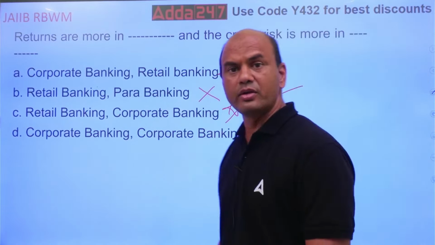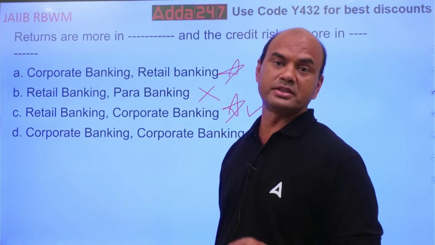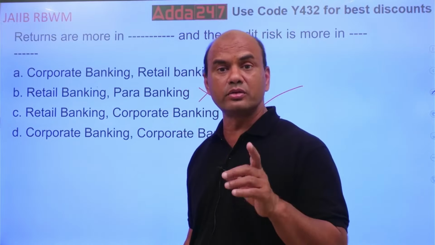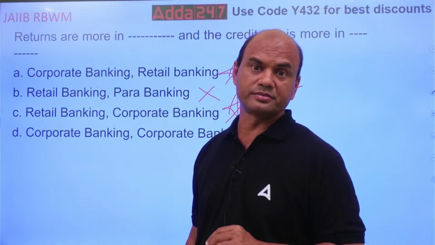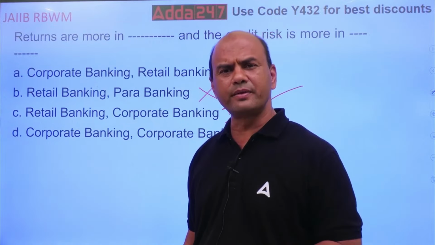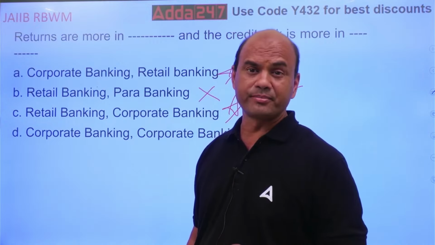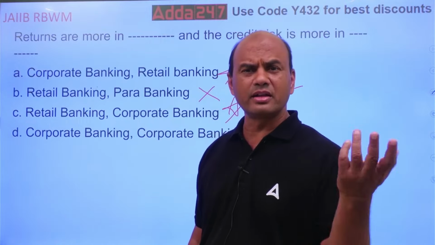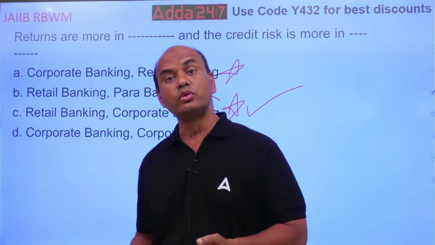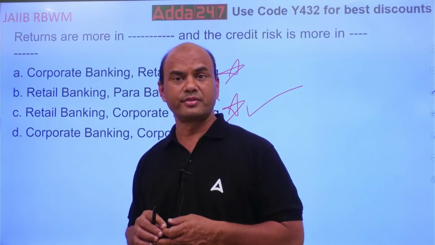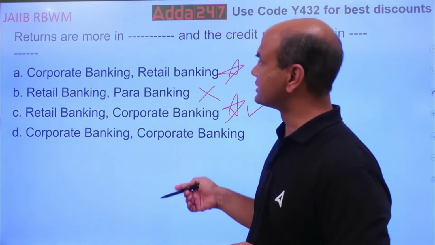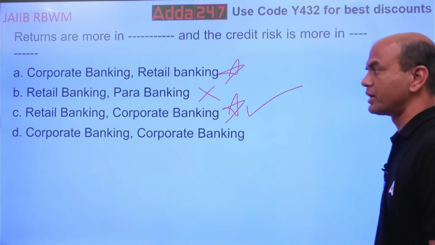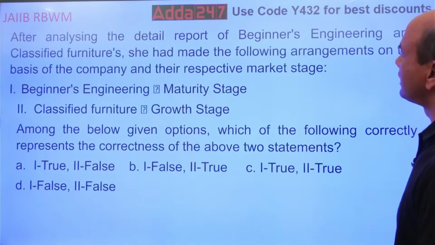Why? Because huge amount of loans are given to the companies. The loans are to the tune of 1000 crore per loan, single loan, 1000 crores. Imagine if one loan becomes NPA, what will happen? And such loans, 1000 crores are disbursed around 20, 25, 30 per day. So huge risk you are taking in corporate banking. Okay? So the answer is this. Returns are more in retail banking and credit risk is more in corporate banking. Got it?